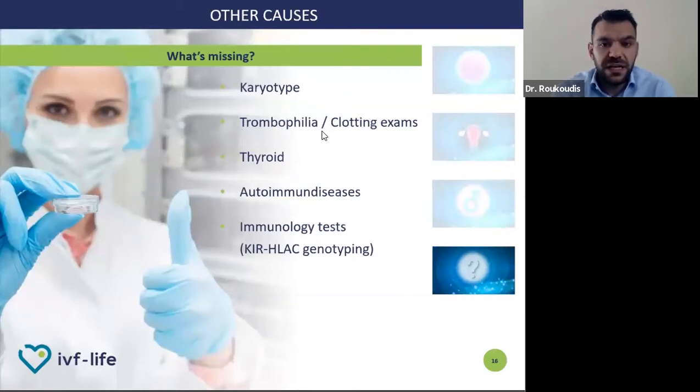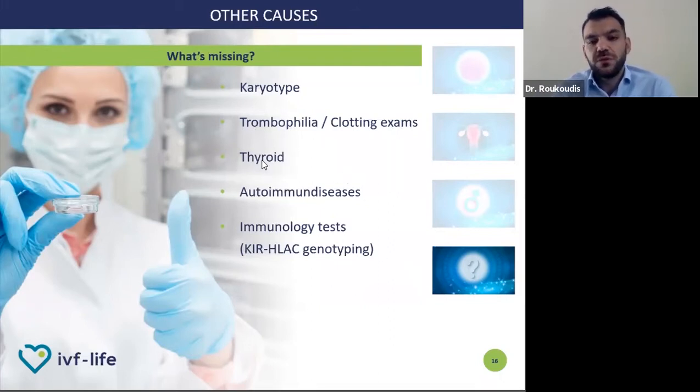Then thrombophilia, to screen if, for example, a factor V mutation is there. We know the factor V mutation is strongly related with miscarriages. If it's the case, we can treat that with additional medicaments. The thyroid must be working properly. I want a TSH below 2.